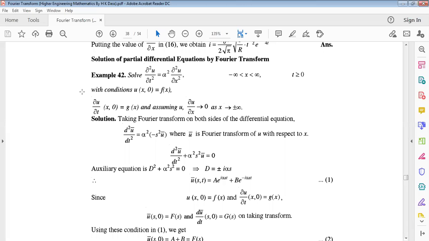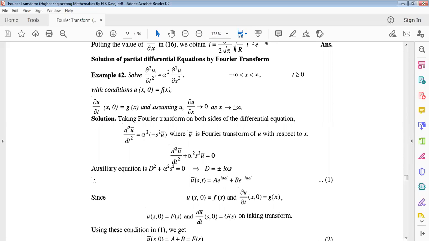Now, solution of partial differential equation by Fourier transform. Similar example 42: solve del square u del t square equals alpha square del square u del x square. This is a wave equation actually, a second order partial differential equation. Why partial? Because the dependent variable u depends on two independent variables x and t. That means u is a function of x and t.